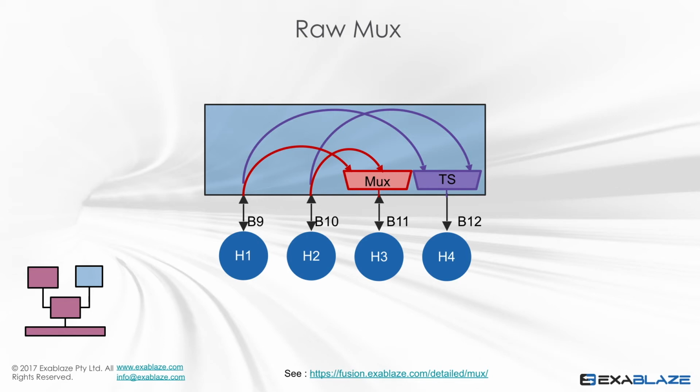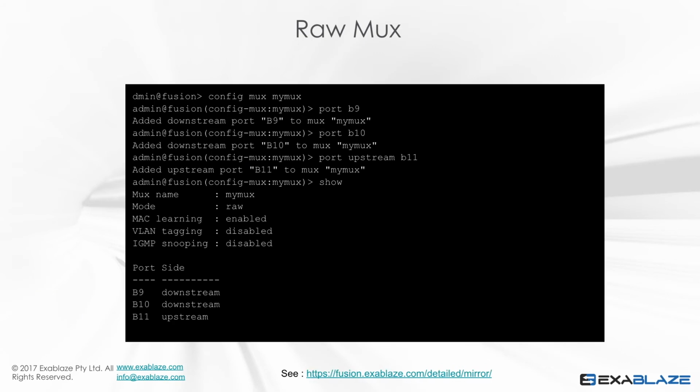In our demonstration setup, we have applied a multiplexer to ports B9 and B10, multiplexing into port B11, but at the same time we continue to monitor ports B9 and B10 and aggregate them through a timestamping mirror out of port B12.